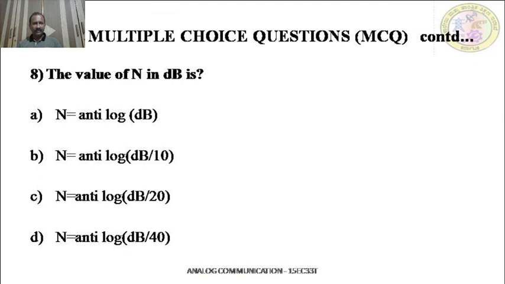Next, eighth one. The value of N in decibel: N is equal to anti-log dB by 10, N is equal to anti-log dB by 20, N is equal to anti-log dB by 40. Normally we express dB is equal to 20 log N. You have to calculate the N value. You can write N is equal to anti-log dB by 20. In this case, answer is C. N is equal to anti-log dB divided by 20.